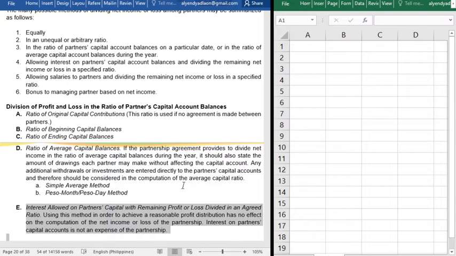Now, let's say for example that the start of operations of the partnership is on June 1, 2020, and the reporting period is December 31, 2020.